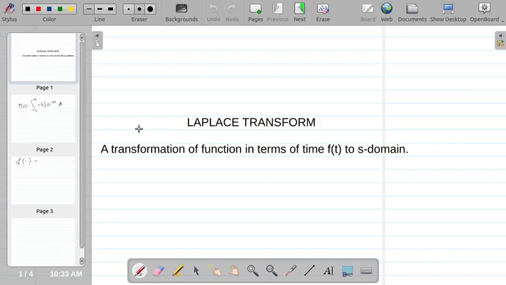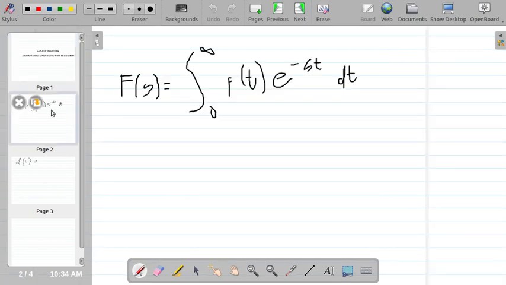Good day everyone. So for today's discussion, we will talk about the Laplace transform. Basically, the Laplace transform is a transformation of a function in terms of time, or the t domain, to the s domain. To transform a function f of t to the s domain, we need to use this equation.